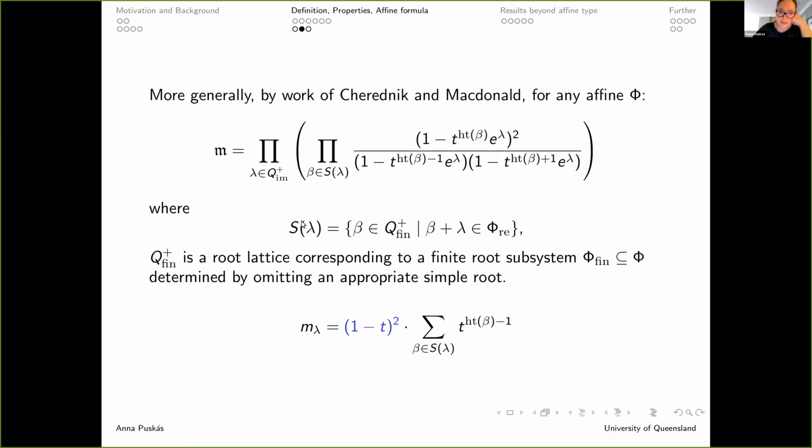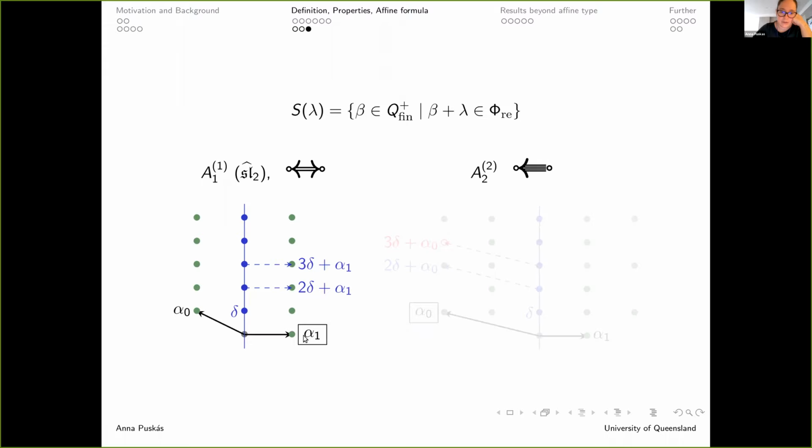So again, for example, for A11, we choose alpha 1 as spanning our real root system, our chosen real root system, and then finite root system, and then for any imaginary root we ask, can we translate it by alpha 1 and get a real root? The answer here will always be yes.